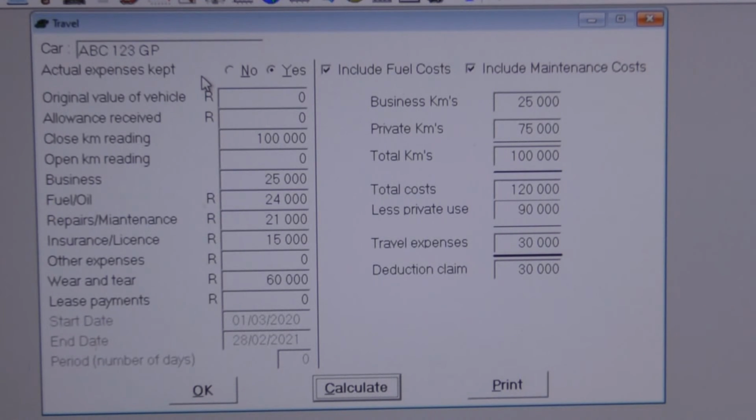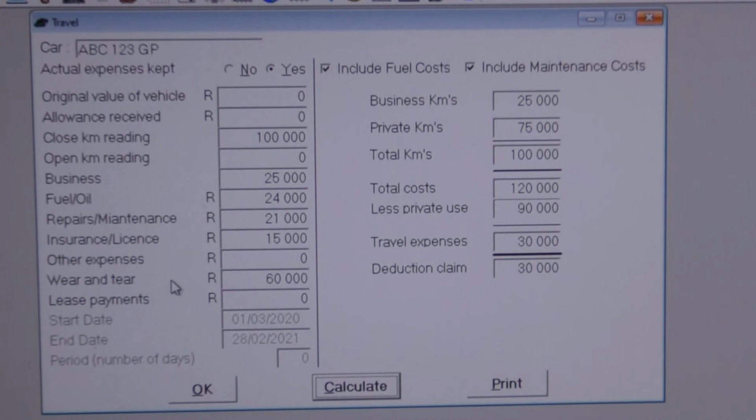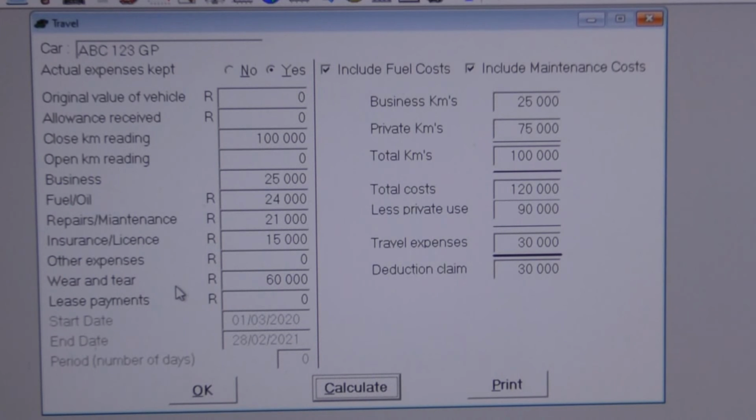Now, if we select that we kept a record of actual motoring expenses, then the fields for expenses are now active, allowing us to enter amounts here. If you are self-employed, for example, never received an allowance and want to claim motoring expenses, then claiming a portion of your actual motoring expenses is the only claim option open to you. Let's have a look at this option. Note that you may only claim either wear and tear or lease payments, not both.